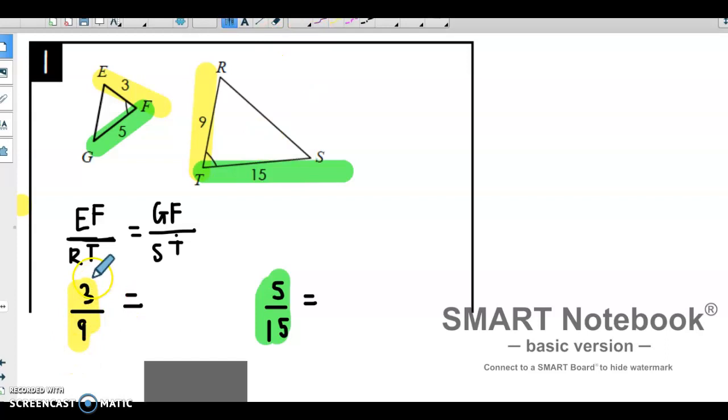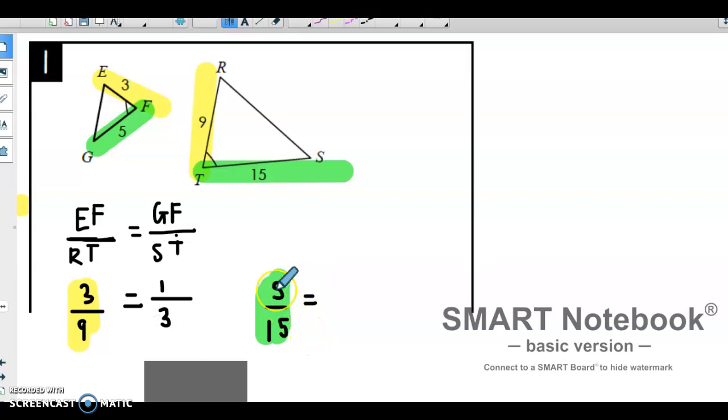So here we have EF over RT, that's equal to 3 over 9. So the biggest number that divides evenly into 3 and 9 is 3. So let's simplify our fraction here. 3 divided by 3 is 1, and 9 divided by 3 is 3. So this simplifies to 1/3.